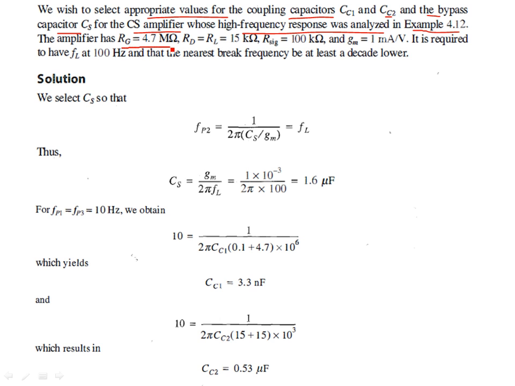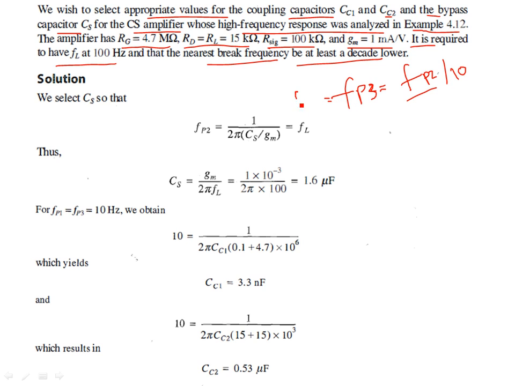The parameters are very similar. The gate resistance is 4.7 mega ohms, same as last time. The drain and load resistors are 15 kilo ohms. R signal is 100 kilo ohms. Transconductance gm is 1 milliamp per volt. It is required to have the 3 dB frequency at 100 hertz and the nearest break frequency at least a decade lower, so FP3 will be FP2 divided by 10. Since FP2 is the highest, FP1 and FP3 should be at least 10 times lower than FP2.